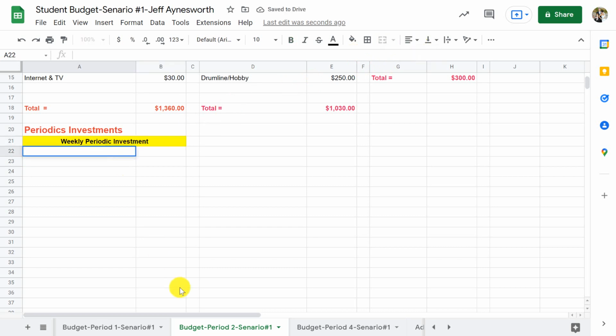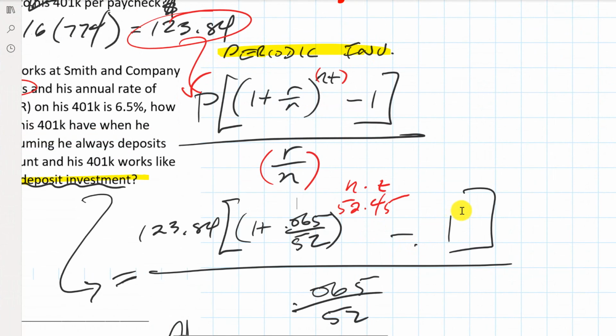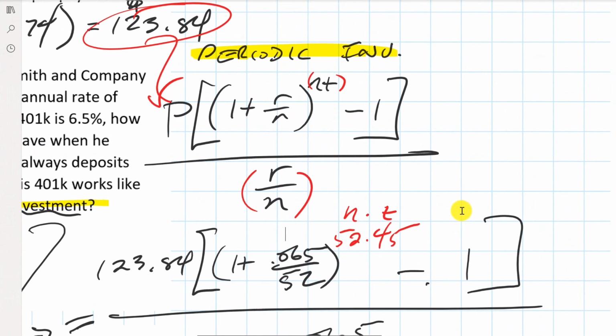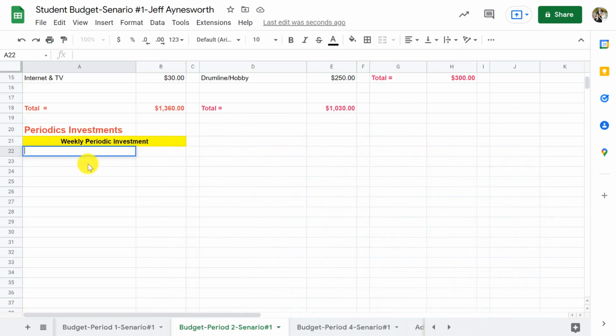Okay, so what we need to do, let me go back to our project here. We need to put all this information in right here. I need to put in P, which is the periodic investment. I need to know what the R value is. Interest rate is R. N is the number of compounding periods, and T is the amount of time in years. So I have to define all those variables first. So follow me. So the first thing is the weekly deposit.